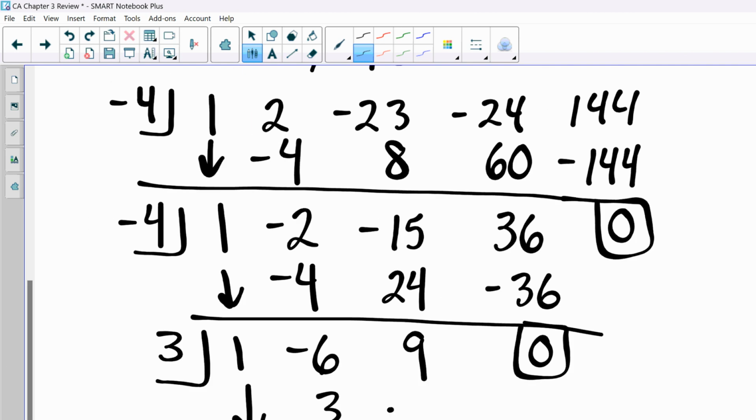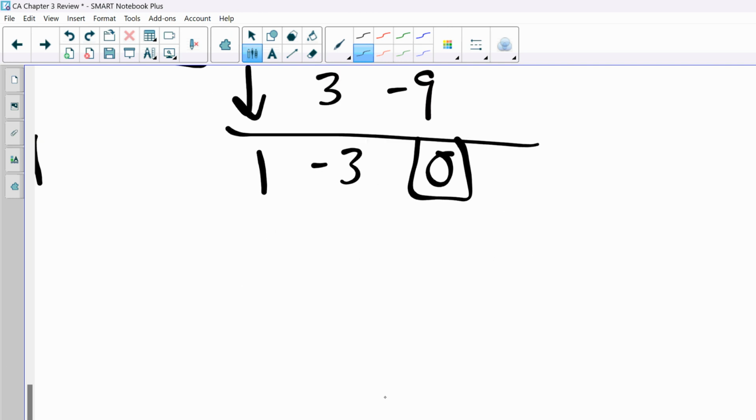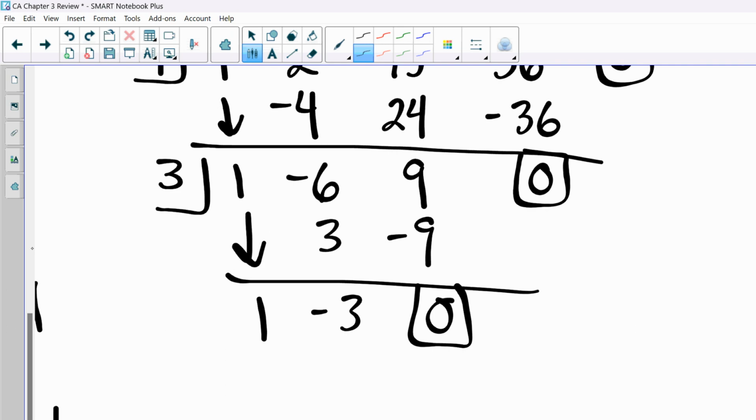And if we go through this, we do get this left, which is just saying x minus 3 is 0, so x is equal to 3. So the solutions for this one here are 3, 3, negative 4, and negative 4.